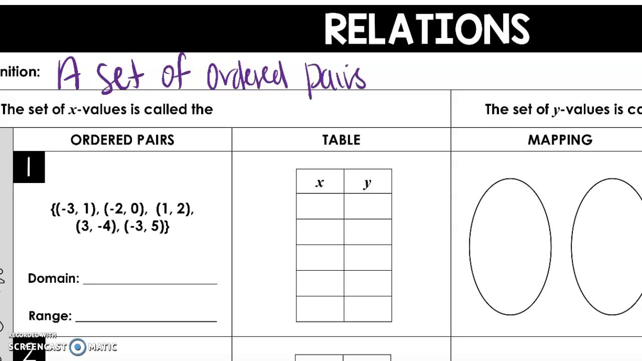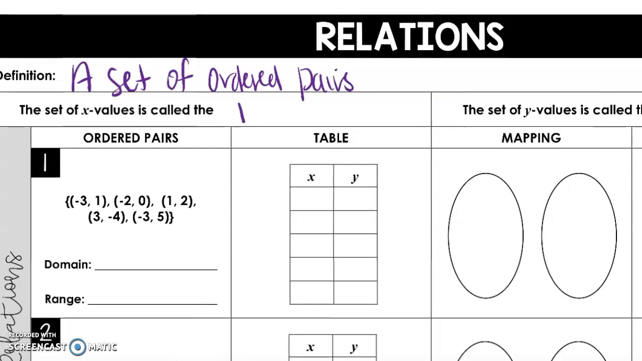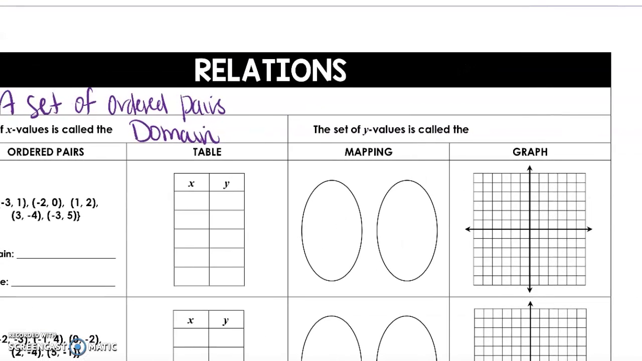But again, they can be represented in any of these 4 ways. They can be listed as ordered pairs, they can be written in a table, in a mapping, or in a graph. The x values are called the domain, and the y values are called the range.